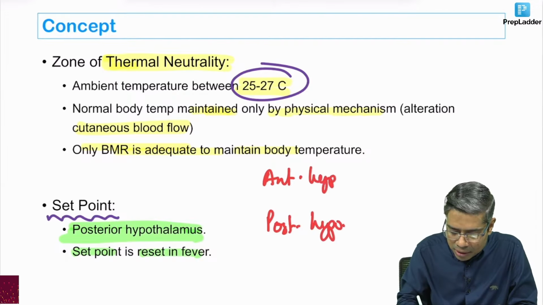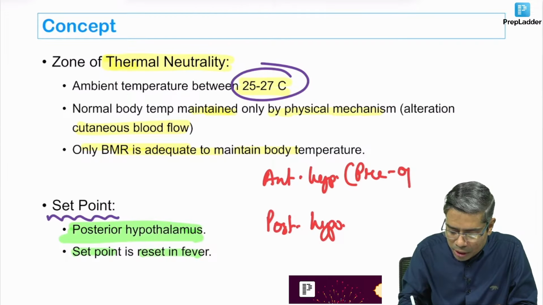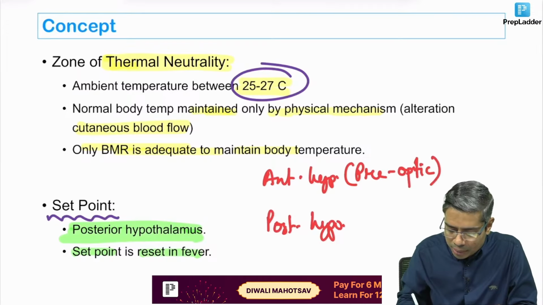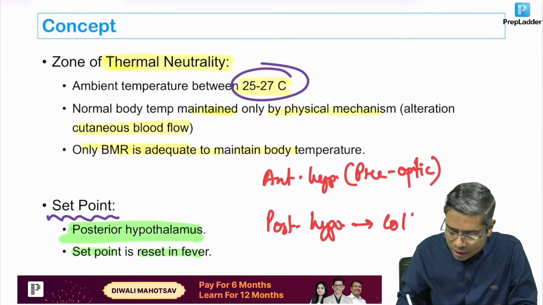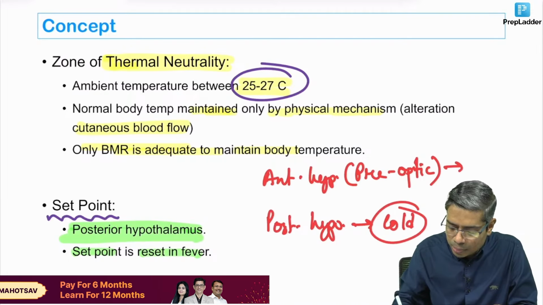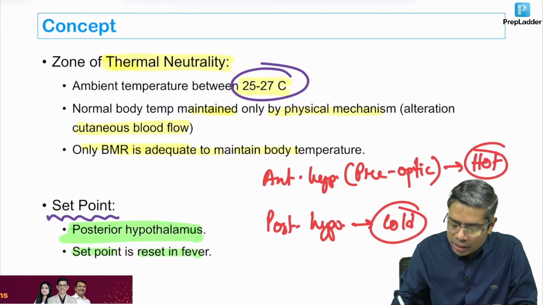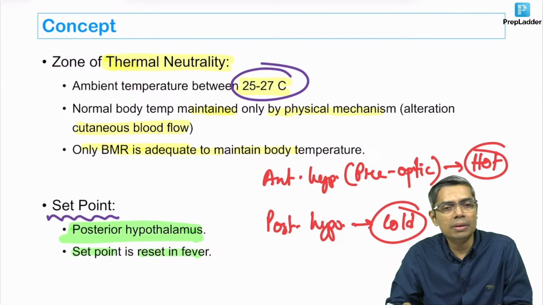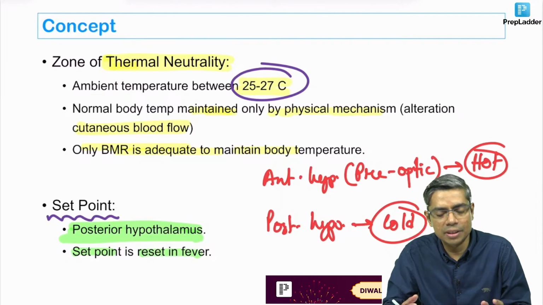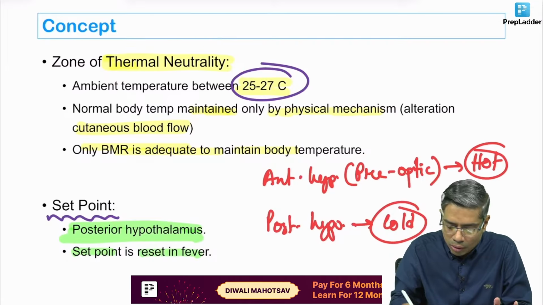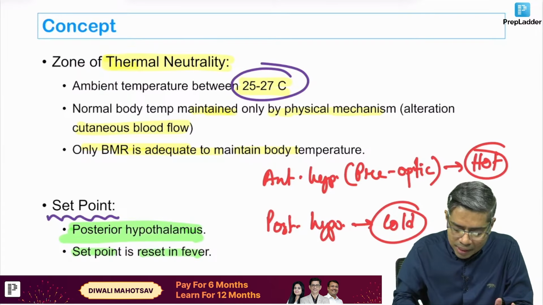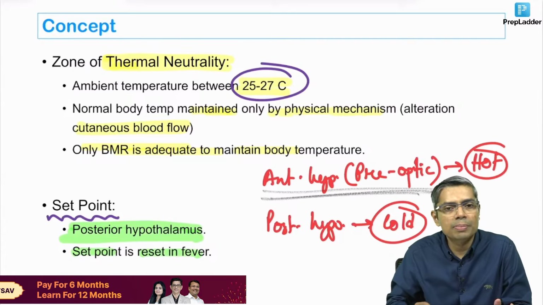Anterior hypothalamus, the preoptic nucleus, is most important. The posterior hypothalamus is responsible for response to cold environment, and the anterior hypothalamus is responsible for hot environment response. Because whenever you are exposed to a hot environment, there will be vasodilation and there will be sweating. So all these mechanisms are executed by the anterior hypothalamus preoptic nucleus.